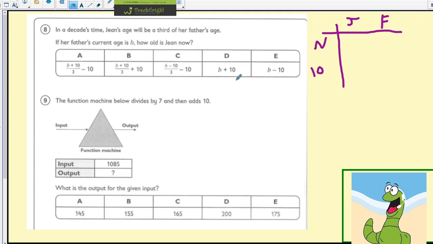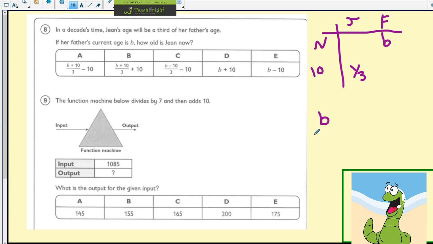So first I want to see what information they've given us. Jane's age now, well, we don't know. In a decade's time, it will be a third of her father's. Her father's current age is B. They haven't given us enough to fill out the other two, so maybe it is an Algernon. So her dad's age is B. In a decade's time, so that means plus 10. Tough question, this one.